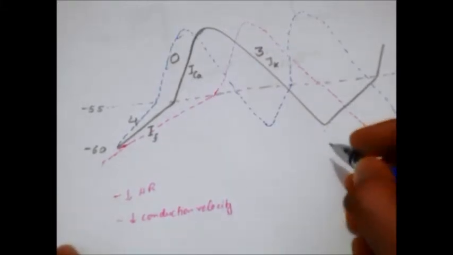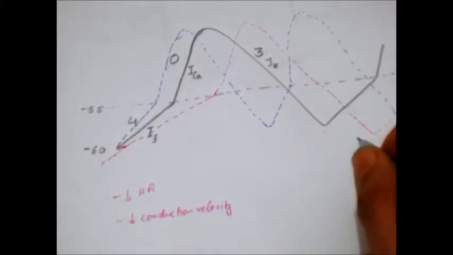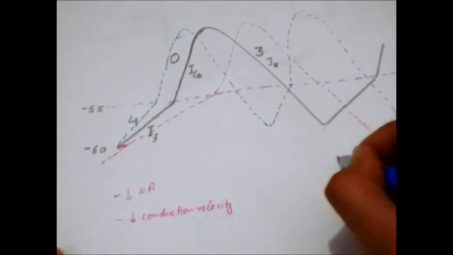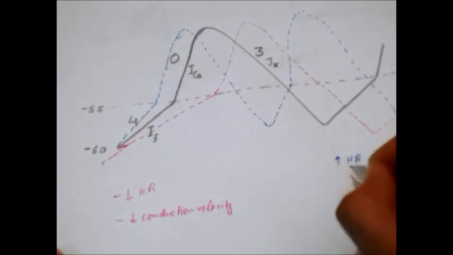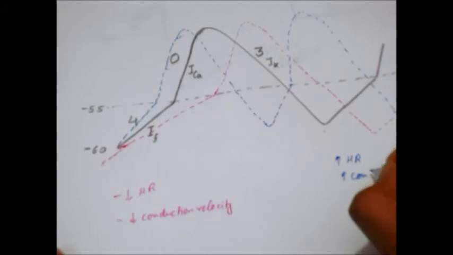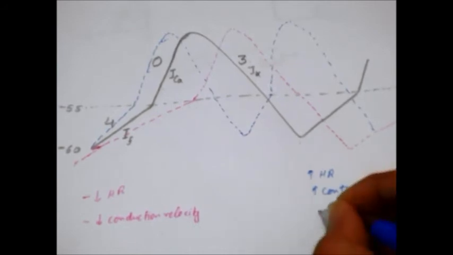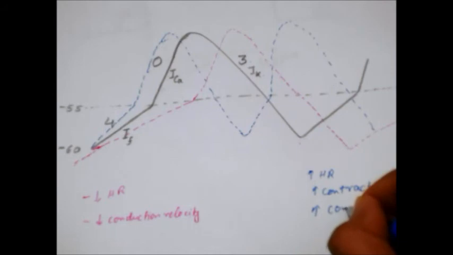Now, what are the effects of sympathetic activation on the heart? These are increased heart rate and increased contractility of ventricles also. Increased conduction velocity.